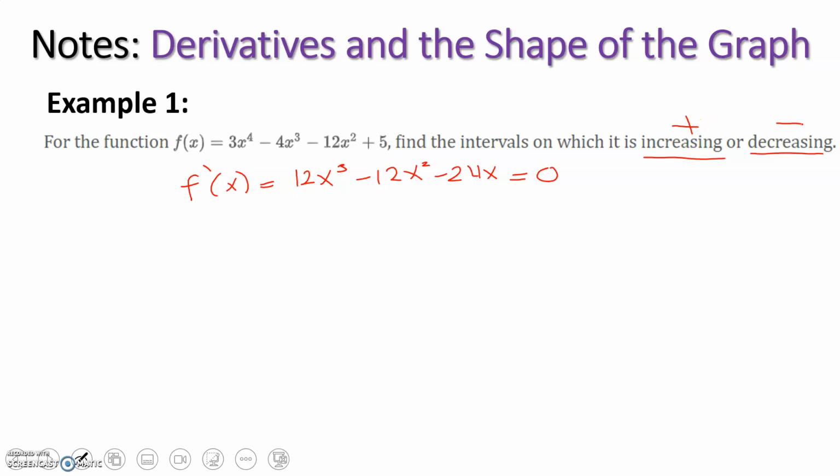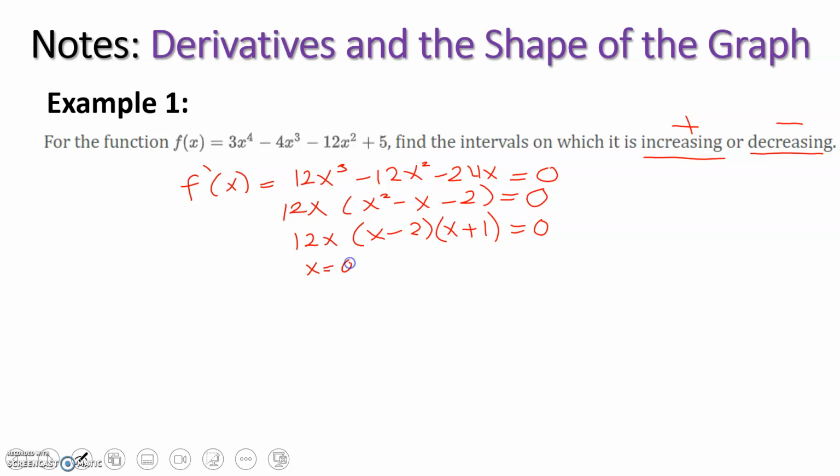So we see that there's a common factor of 12x, leaving us with x squared minus x minus 2 equal to 0. Factoring again gives us x minus 2 and x plus 1. We can then see that our zeros are 0, 2, and negative 1. Now we're going to perform a sign test.